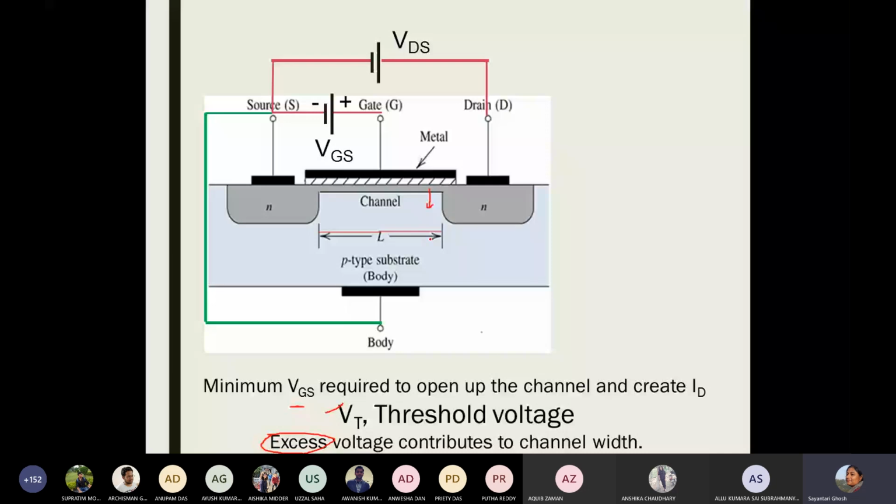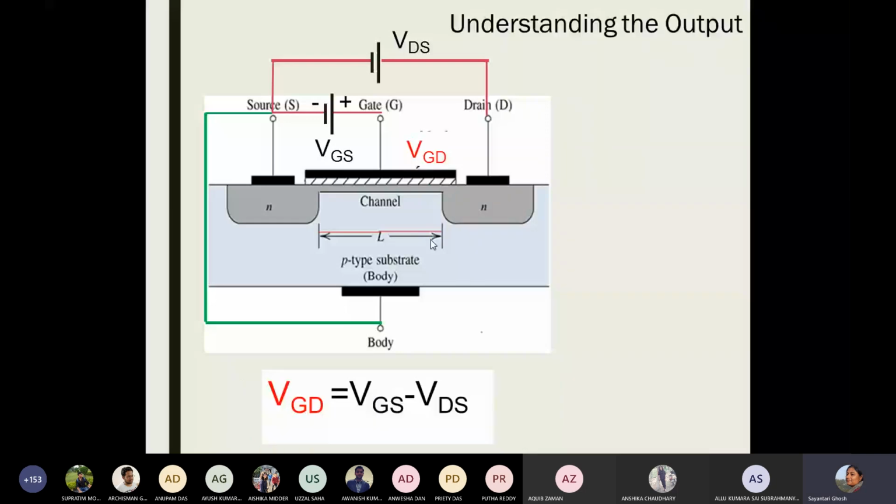Now we will do a similar exercise as we did in case of JFETs to draw the output characteristics. So to understand the output, let me just focus on the voltage difference between gate and the drain terminal. Why am I doing that? Because you will see that this is going to be a very interesting way to understand how the channel width gets controlled and how the drain to source voltage affects the channel width.